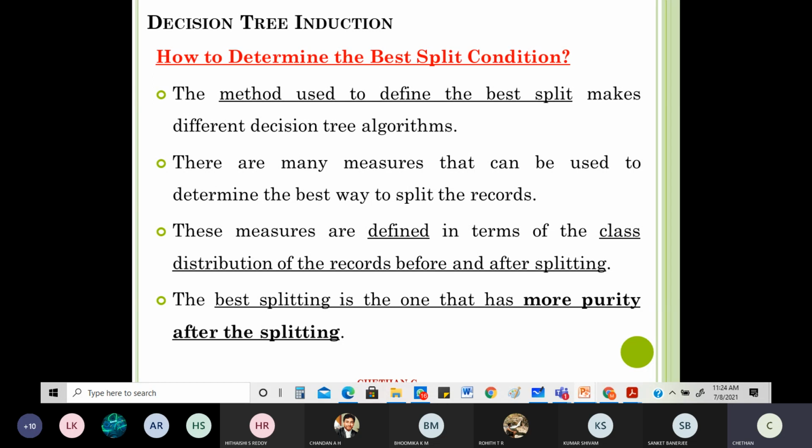So what is the meaning of purity? What is the meaning of impurity? Those small things you're going to learn here. Very important terminologies, especially for your analytics, data science, machine learning aspects. The best split is the one that has more purity after splitting, which means you are going to split in such a way that the disorder in it is very less. Purity means the disorder in a database is very less. That is what is known as the purity aspect of it.